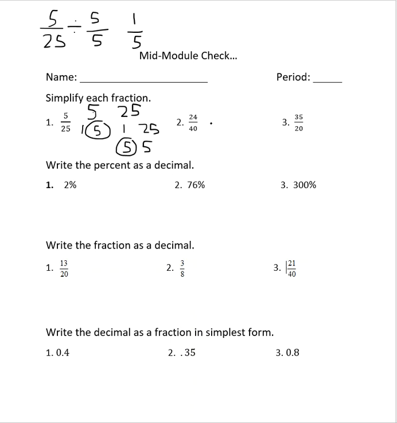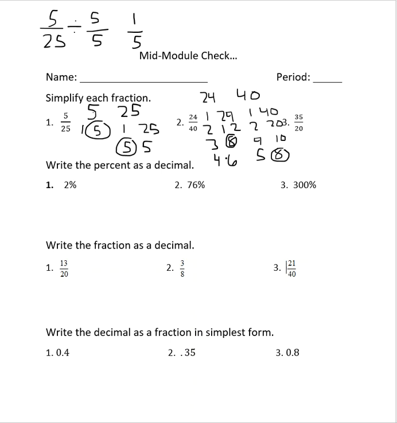Now, when we look at number 2, if we were to list all the factors of 24 and 40, so let's see, 1 times 24, 2 times 12, 3 times 8, 4 times 6, I think that's all of them, and then 40, we would have 1 times 40, 2 times 20, 4 times 10, 5 times 8, and I think that's all of the factors for 40. Okay, so as you look through this list, the biggest number that they have in common would be an 8.